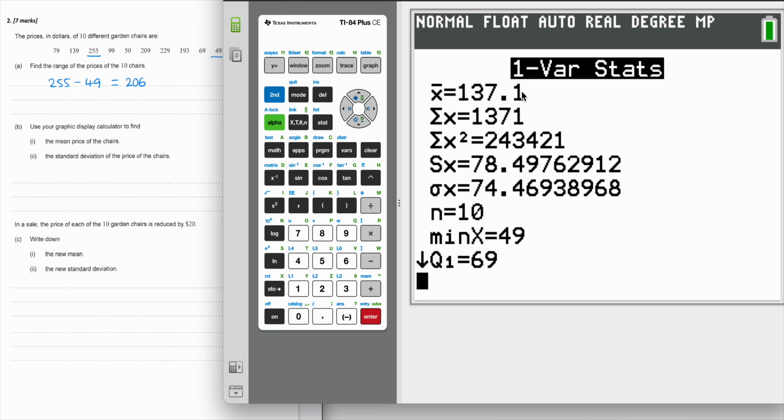Now, because it's money, I need to write that in terms of 2 decimal places. So 137.10 would be the answer. And then I need to work out the standard deviation. And the standard deviation is this one here, the sigma with kind of the line coming out of it, okay, which is 74 point, and it's to 3 significant figures, so 74.5.